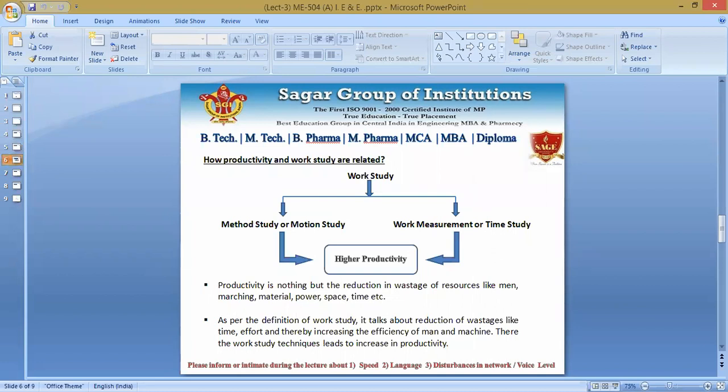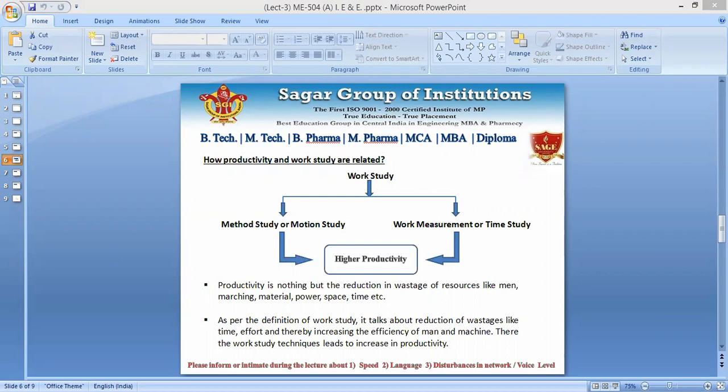Now, let us understand the relation between productivity and work study. Why are we studying this productivity? First of all, let us understand what productivity is. Productivity is basically today's highest need of this modern business world. Now, what is productivity all about? There are many factors which affect productivity. Productivity and production are different.